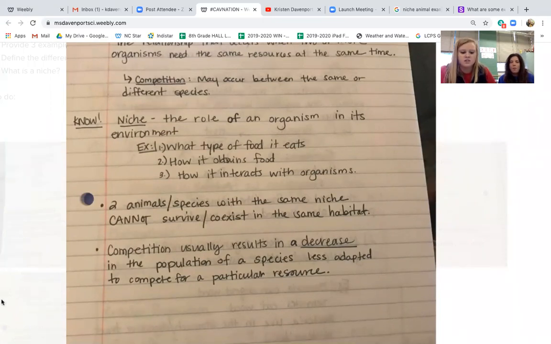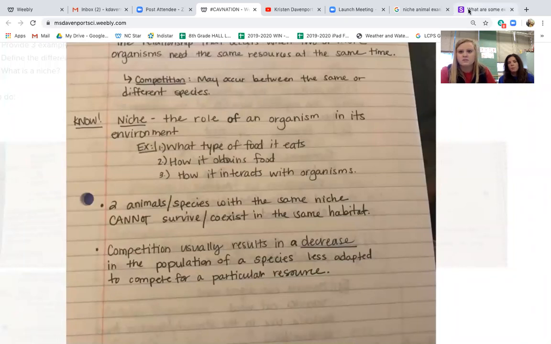So niche. And what is niche when we're talking about ecosystems? Like Ms. Page just said, it's the role of an organism in its environment. It's what type of food it eats, it's how it obtains food, it's how it interacts with other organisms. And it fits right into the food chain along with predator and prey relationships.